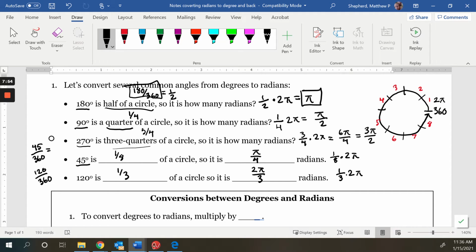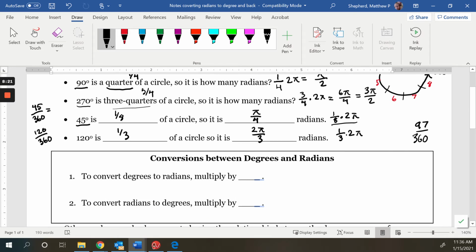Now, this is going to get tricky if you ever run into certain numbers that may not turn into nice fractions, such as, let's throw something out there, 97 out of 360. I doubt that divides well. Okay, we're not going to get a nice pretty fraction out of that. But we can still use a very similar type of thinking of being able to use some multiplication to quickly jump from one to the other.